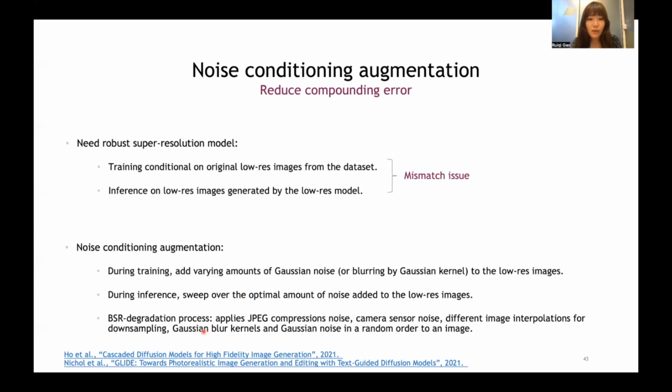And later on, more complicated degradation processes have been proposed. For example, we can add a sequence of different types of degradation operations to the low resolution image before sending it as a condition to the super resolution models.